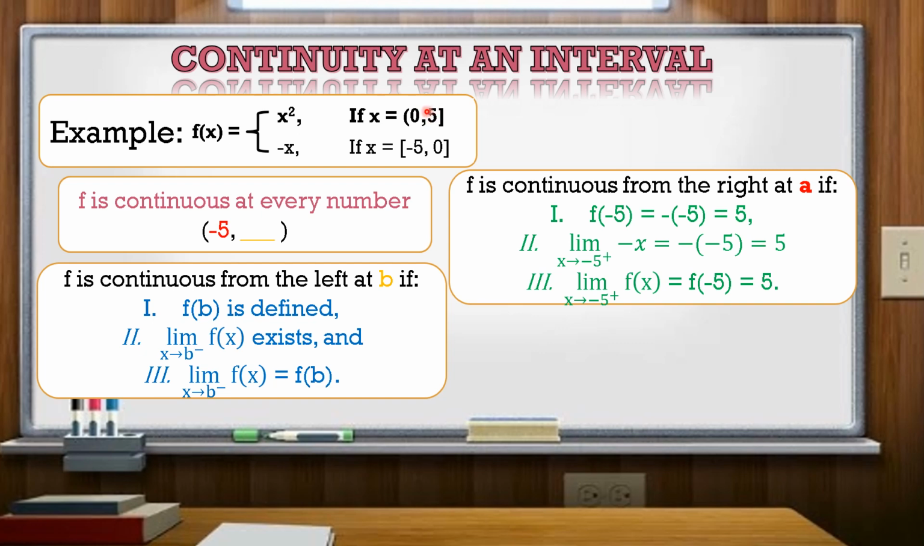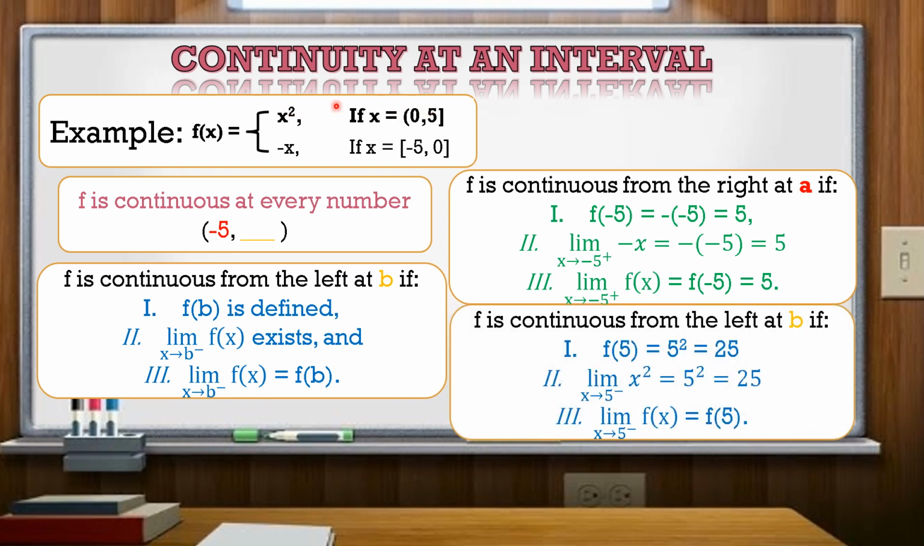So, ito na yung gagamitin nating conditions. That is, if x is equal to 0, 5. So, including yung 5 na interval na to. So, the function na gagamitin natin is ito, the x squared. Then, we get, step 1, f of 5 is equal to, ito yung function, 5 squared. That is simply 25. Step 2 naman natin, limit of your function as x approaches 5 negative, since we're dealing with the left at B, that is equal to 25.